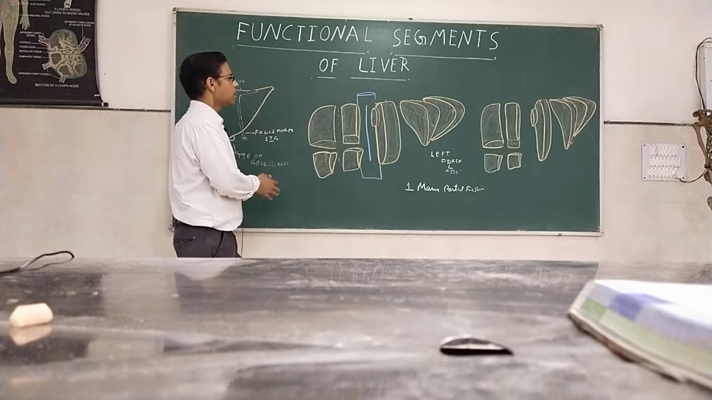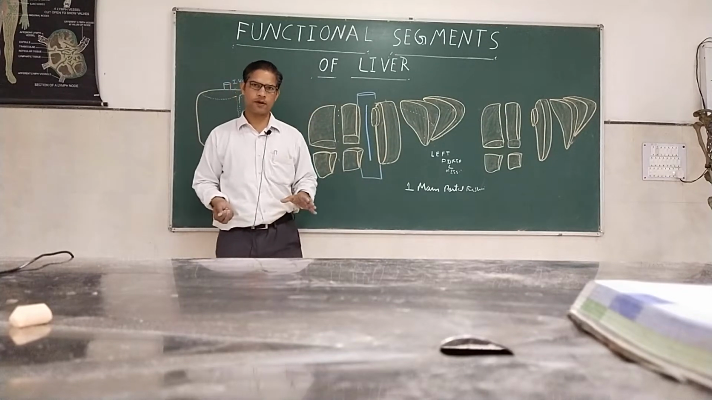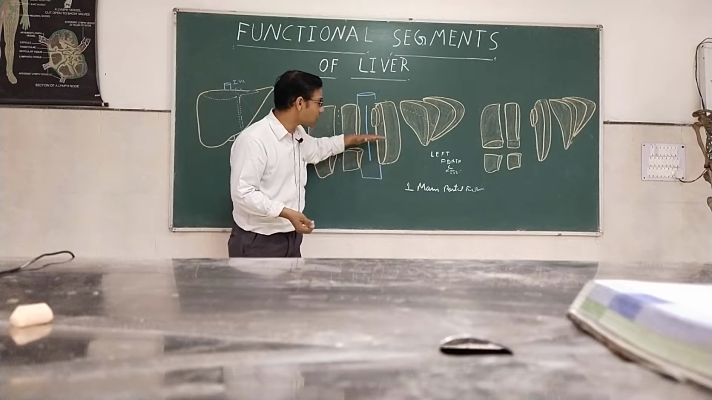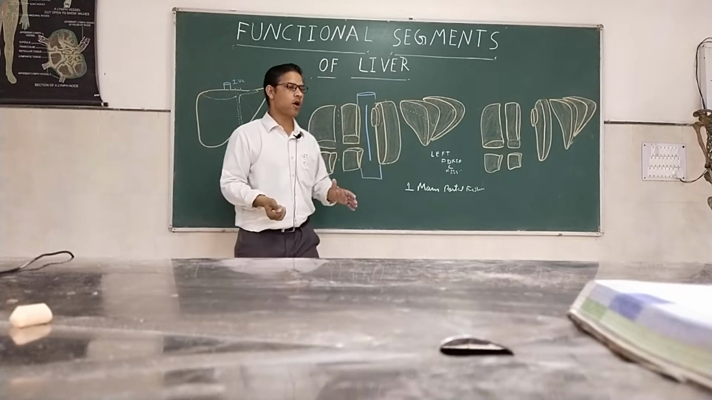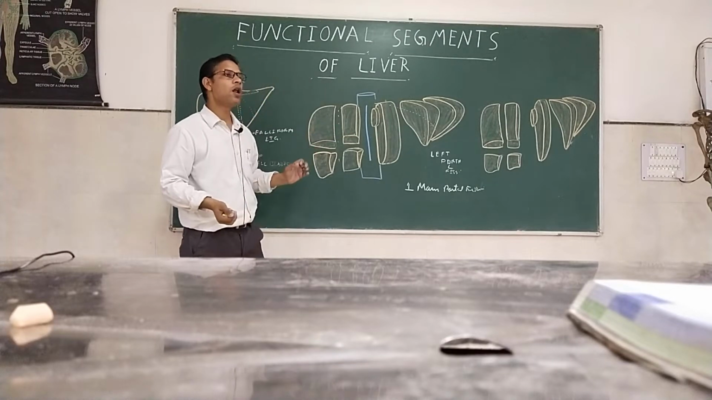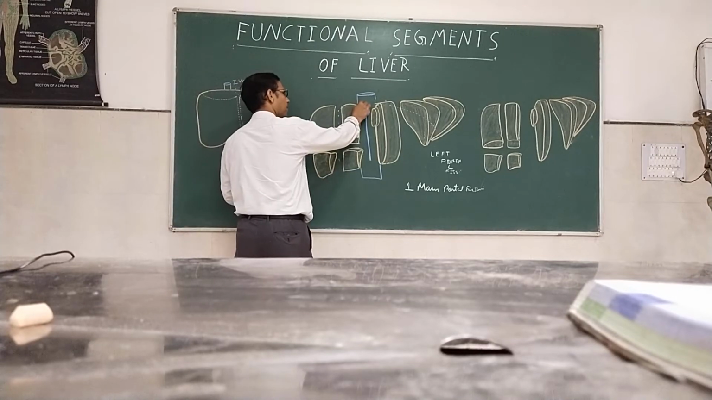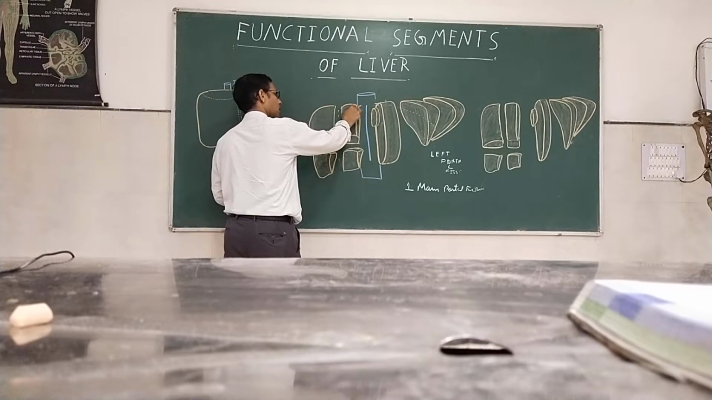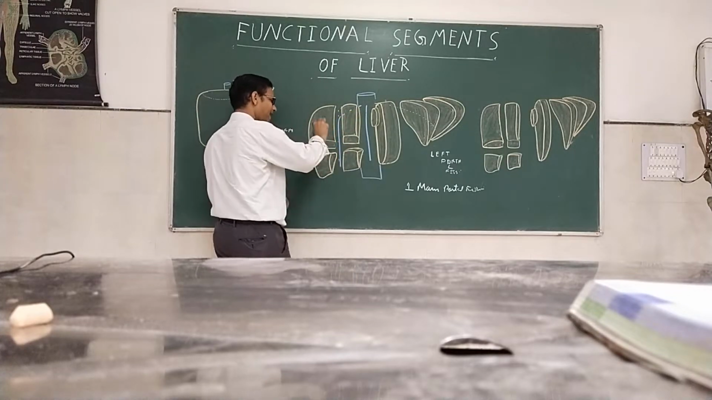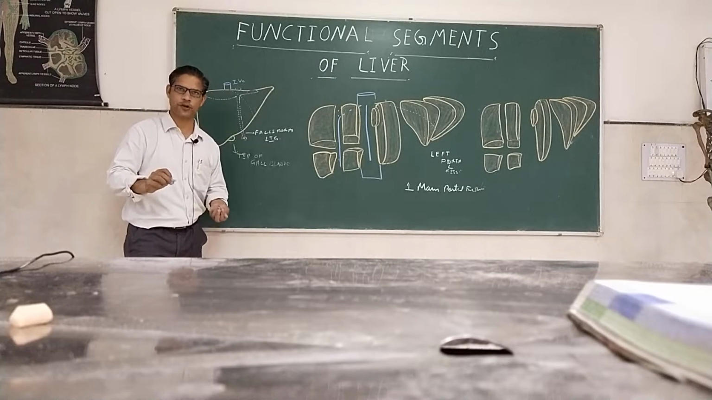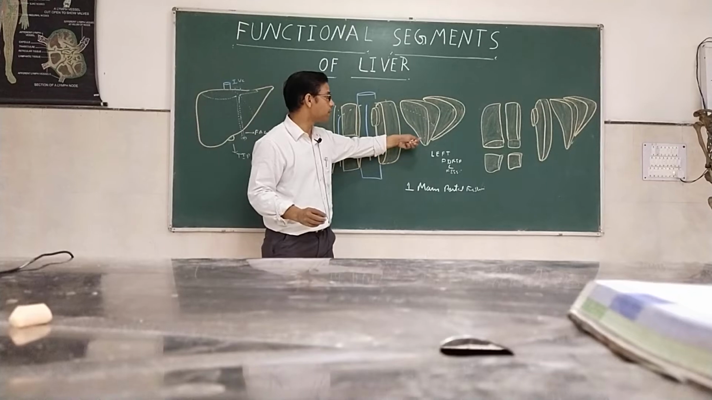Now these fissures divide the liver into different parts. Now how is this horizontal line drawn? The Glisson's capsule of the liver forms a sheath which divides almost each part. This is supposed to be a part. This is the right hepatic vein, this is the right hepatic vein in the right lateral fissure.